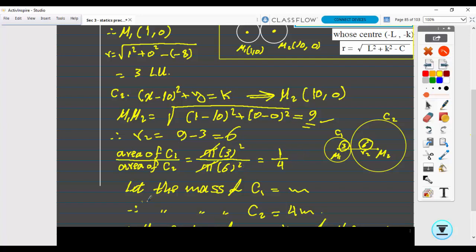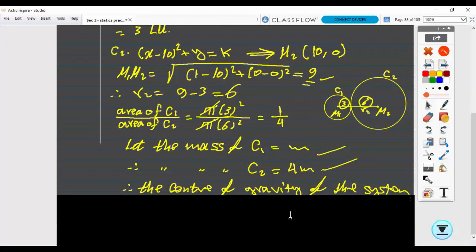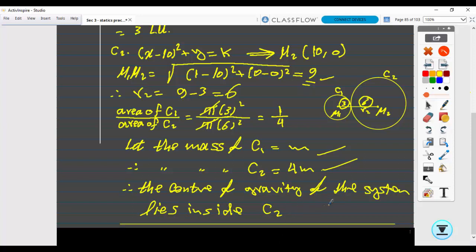So let the mass of C1 be M and the mass of C2 equal 4M. You notice that the mass of the second circle is greater than the mass of the first circle, so the center of gravity of the system lies in the greater circle, in C2.